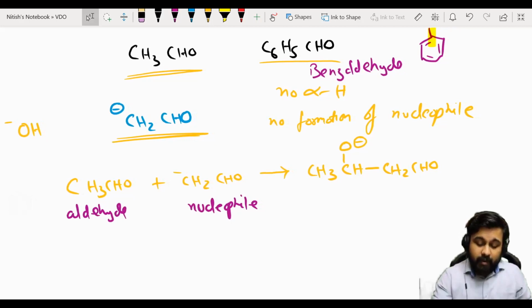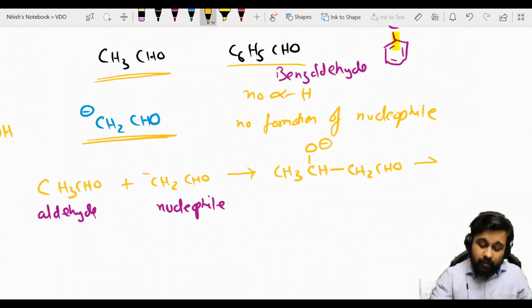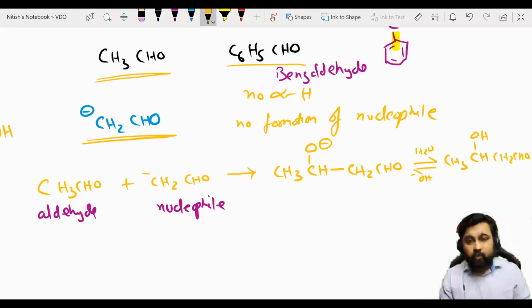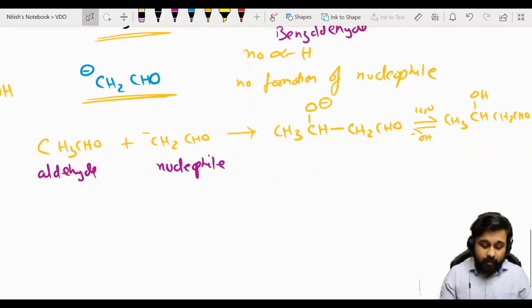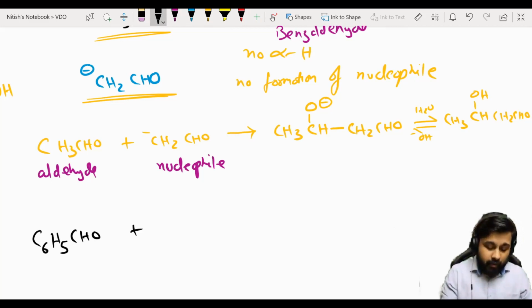This will extract H positive from solvent to form CH3CHOHCH2CHO. Okay, this is how you write the product of aldol condensation. Similarly, try the second one. In the second one we have C6H5CHO, benzaldehyde. The nucleophile is still the same, CH2 negative CHO.